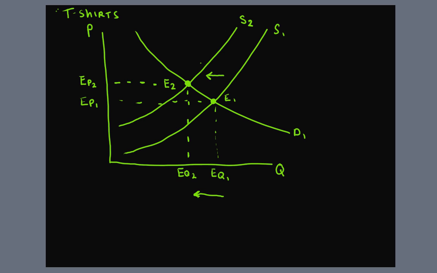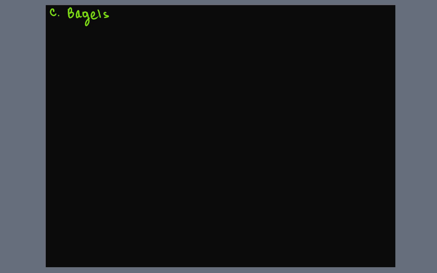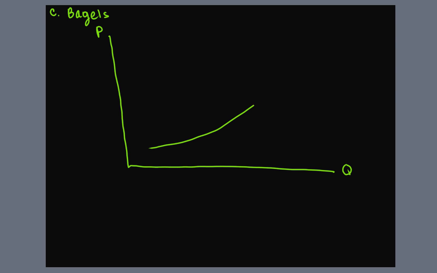In part C, we're asked to consider the market for bagels. So before I look at the problem, I'm going to set up my market with quantity on the horizontal axis, price on the vertical, a supply curve, a demand curve. I'm going to mark my equilibrium, mark my equilibrium quantity, mark my equilibrium price. This is where my market for bagels begins.